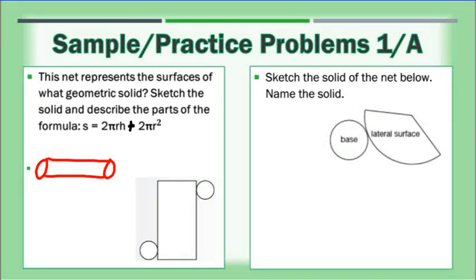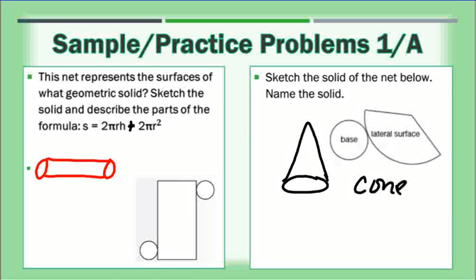Now the next one, it says sketch the solid of the net below and then name the solid. Well, I know I have a circle there, and then I have the lateral surface there. So that should be a clue that that becomes a cone. So let's just draw our cone there. So we can have the base, and then folding up the lateral surface forms that cone. So this would just be a cone.